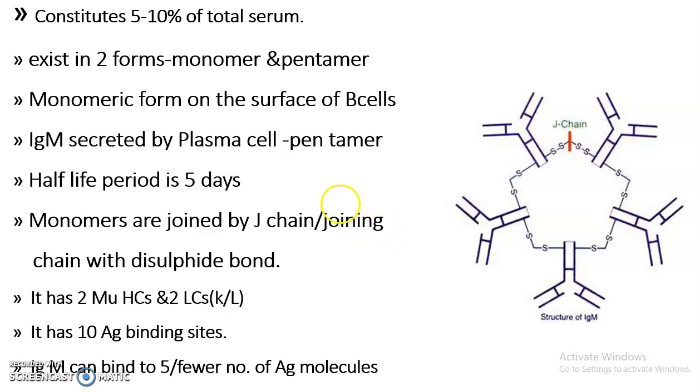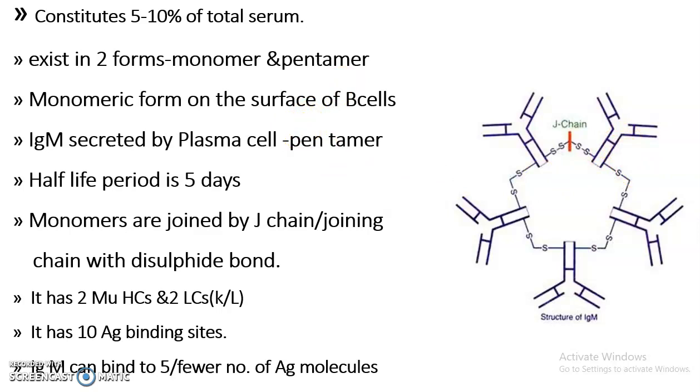Next is IgM. IgM, it constitutes 5 to 10% of total serum. It can exist in two forms, monomer and pentamer. This is the pentameric structure of IgM. Here we can see 5 immunoglobulin molecules. They are joined by disulfide linkages and J chain.